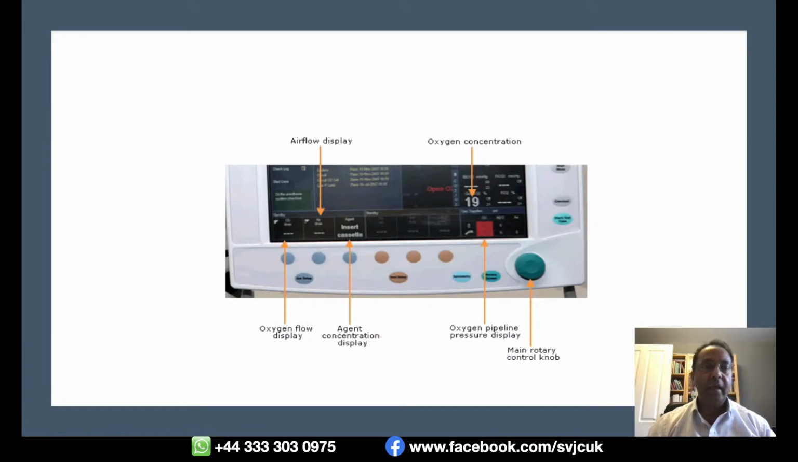You can see the modern anesthetic machines where you do not see the color probes or the color dials. You have one single main rotary control knob, and you can see on the screen the oxygen flow display, the agent concentration display, the pipeline pressure display, the airflow display, and the amount of oxygen which is available in the anesthetic gases. So you basically want to ensure there is a minimum of about 250 to 500 mLs per minute of oxygen delivered to the patient.